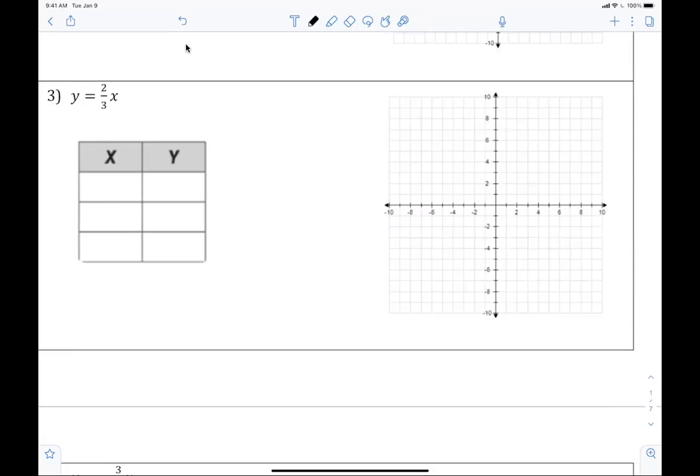Dividing by 3. Does everybody agree? So what numbers could I plug in for x? No, not 1, because 1 divided by 3 is a fraction. 6 would be better, but what would even be better? 3. So when you have a fraction, what you want to pick are the values for x.